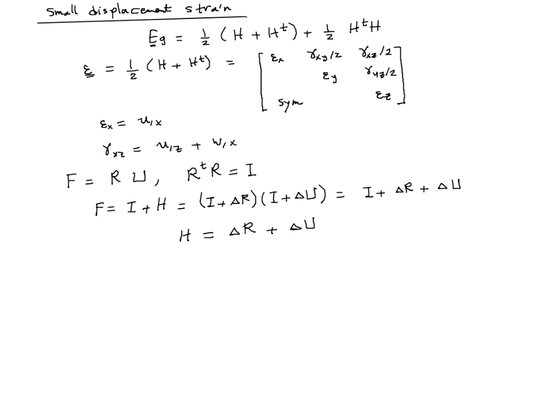But how to get delta R and delta U? Because in principle, if we know the displacements, we know H, but we don't know delta R and delta U. In order to uniquely determine delta R and delta U, we take a look at the definition of a rotation matrix. If R transpose R is going to be a unity matrix, then I plus delta R transpose times I plus delta R is going to be a unity matrix.